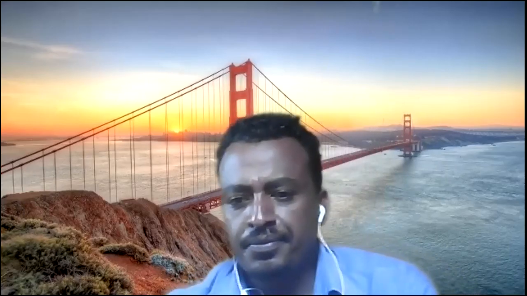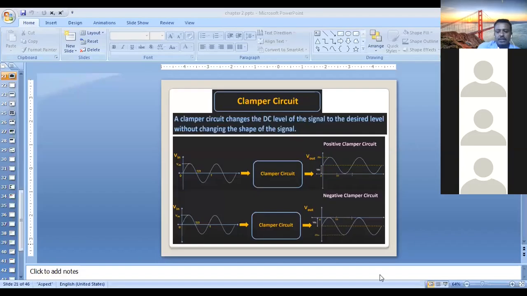Is it clear? Yes. Okay, I have one question. What's the difference between negative clamper and positive clamper? Okay, that's a good question.